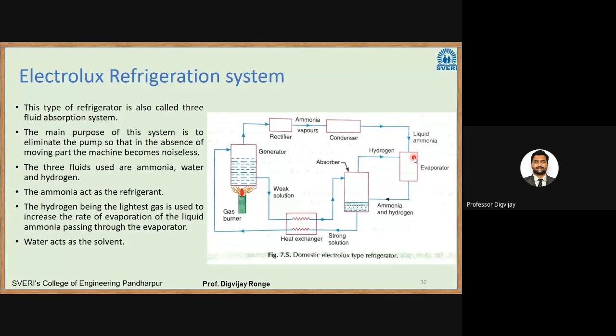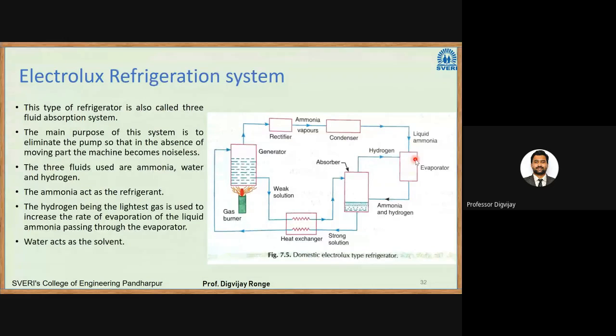Now this interesting part comes here. Hydrogen is mixed with this liquid ammonia. So whenever any lighter material or lighter gas is mixed with a denser material, in that case what happens, the rate of evaporation increases. Okay. So hydrogen is mixed with this liquid ammonia in the evaporator. In that case what will happen, rate of evaporation will increase. So what is this rate of evaporation? That means in less time this liquid ammonia is converted into vapor ammonia.